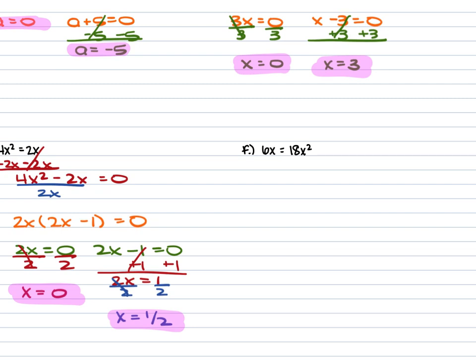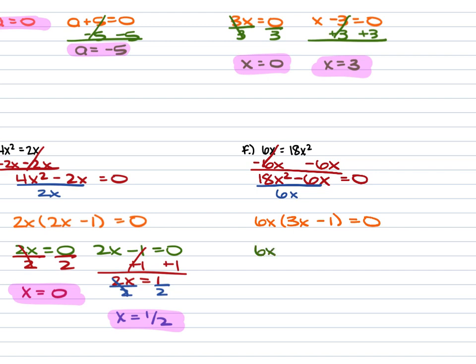For example F, we have 6x is equal to 18x squared. Now with this one, I'm going to move my 6x over because my 18x squared is already positive and I want to keep it positive. So I'm going to subtract the 6x from each side. I have 0 is equal to 18x squared minus 6x. Now I can also write it in this form where 0 comes last. It's totally up to you. From here, my greatest common factor between these two terms is 6x. So I factor that out, and we have 6x times 3x minus 1 is equal to 0.